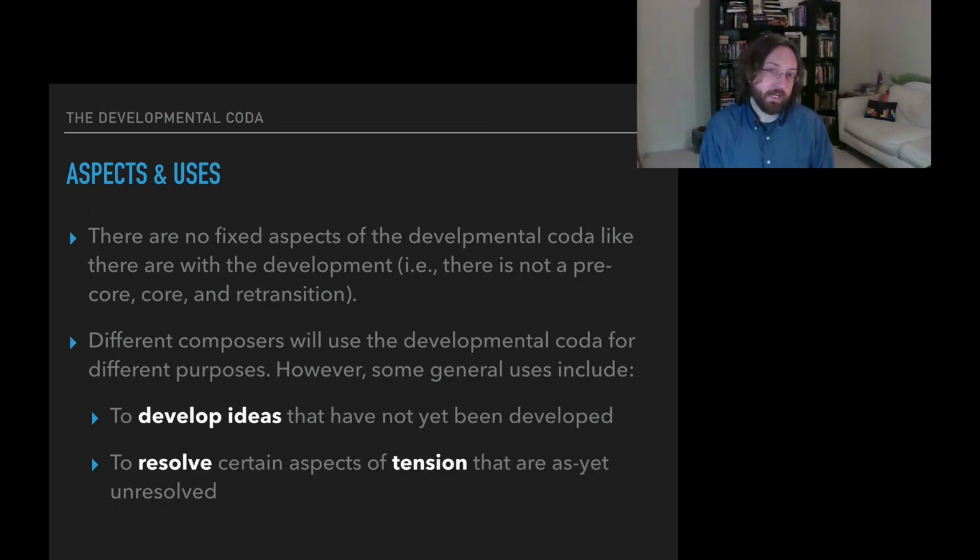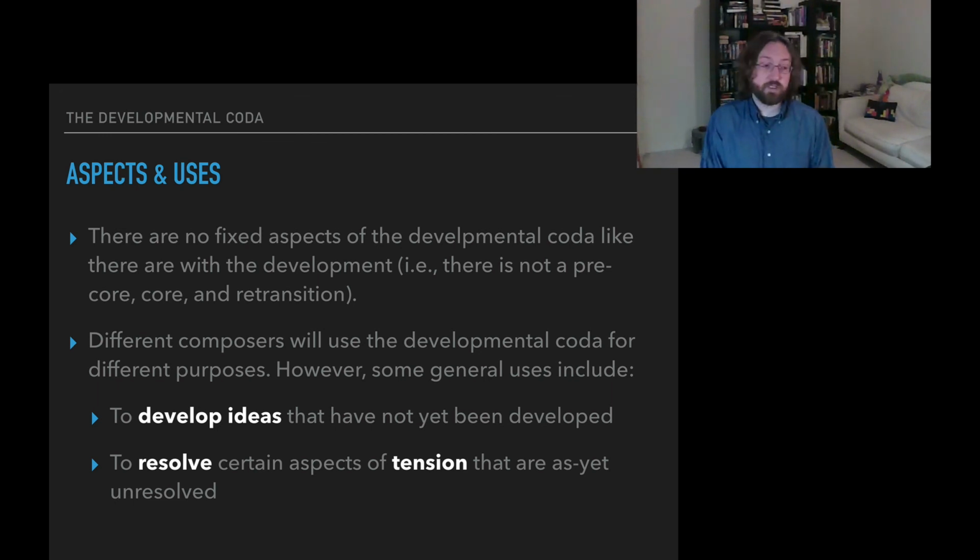There are a few aspects and uses of this that we can talk about, but they aren't codified the way that they are with the sonata form. There aren't fixed aspects of the developmental coda like there are with the development. In other words, we're not looking for a pre-core, a core, and a retransition. Instead, it becomes a little bit more idiosyncratic, and we have to get used to how different composers use the developmental coda. So they might use them for different purposes.